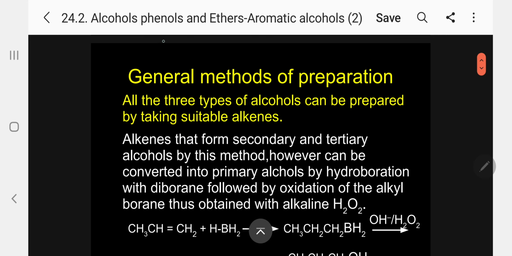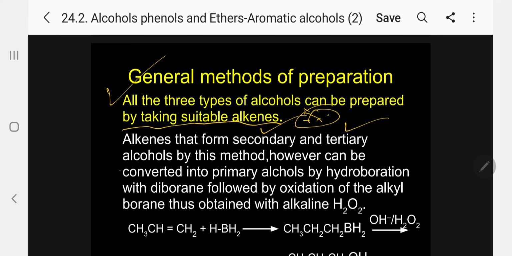I want to give some more information under this. All the three types of alcohol can be prepared by taking suitable alkenes. I already informed you, kindly follow. Except ethylene, all other alkenes form secondary and tertiary alcohol by this method. However, they can be converted into primary alcohol.